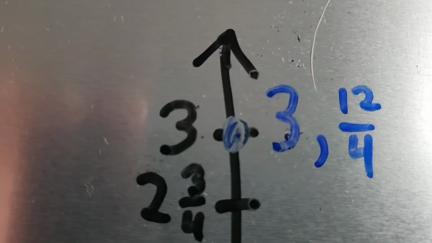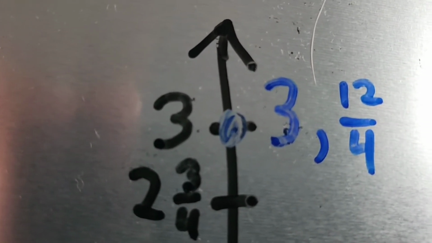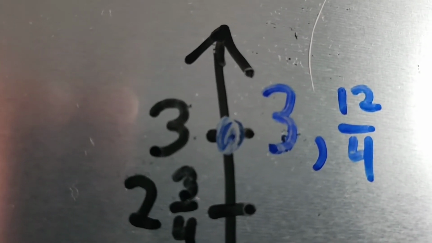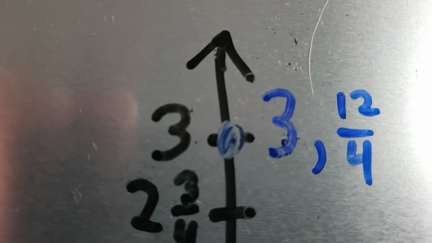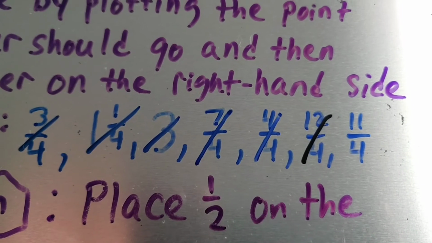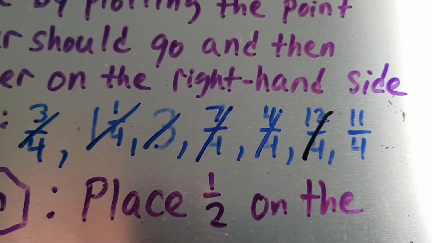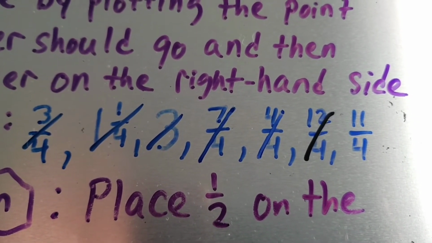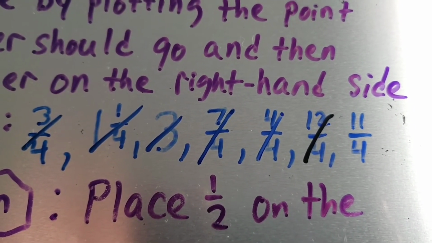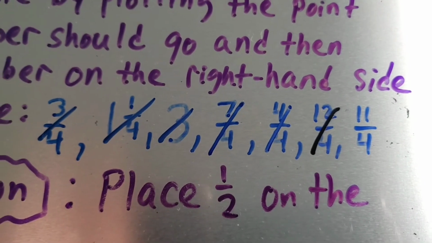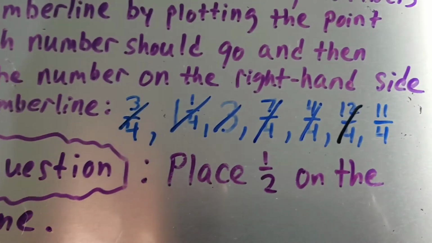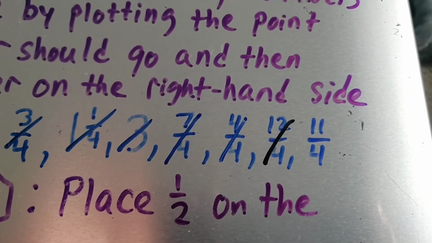And just to be clear, on the right-hand side, that doesn't say 3 and 12 fourths. It says 3 is equivalent to 3, and it says 12 fourths is equivalent to 3. They're two separate numbers. So now I've plotted 12 fourths on the number line, and I just have one more number that they've asked me to plot on the number line, 11 fourths, and then the bonus question to place, which means plot 1/2 on the number line. So let's work with 11 fourths next.